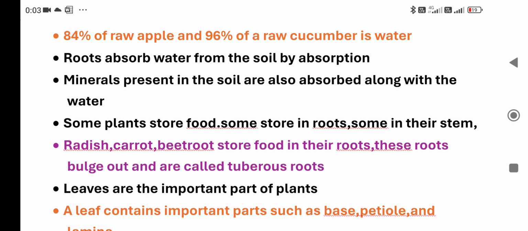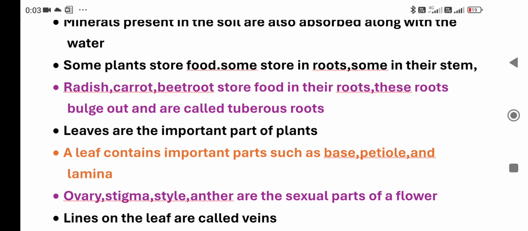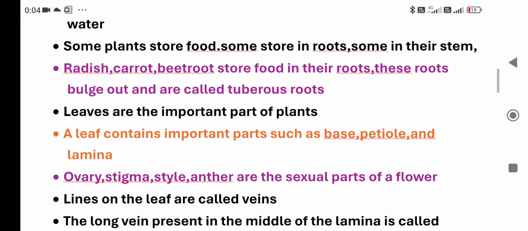Some plants store food, some in their roots, some in their stem. You people know very well that plants prepare their food materials in the leaf, but where are the prepared food materials stored? That is the question. In some plants the prepared food materials are stored in the roots, in some plants in the stem. For example, radish, carrot and beetroot store food in their roots. These roots bulge out and are called tuberous roots.